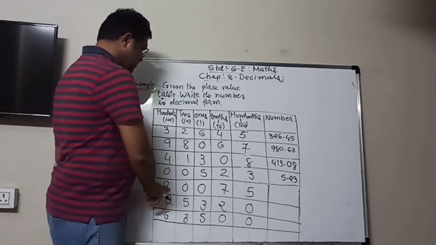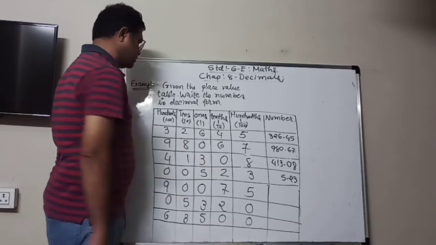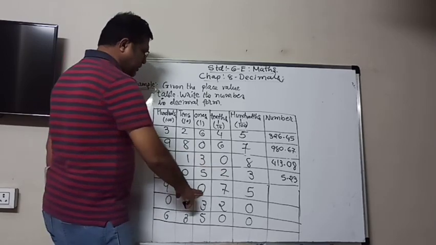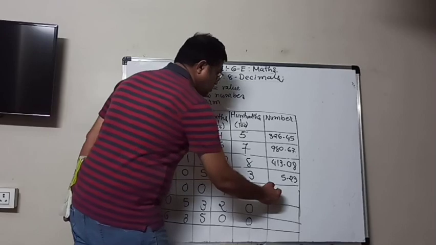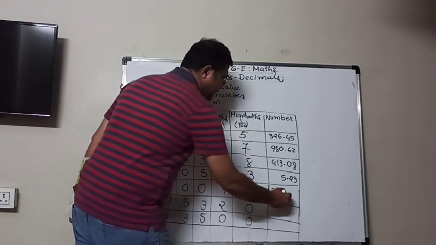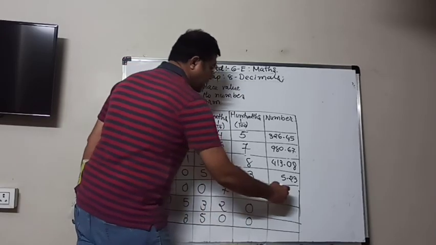Now 900.75. Here the zeros are in the middle, so we have to write them down: 900.75.